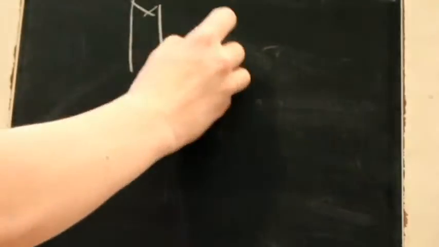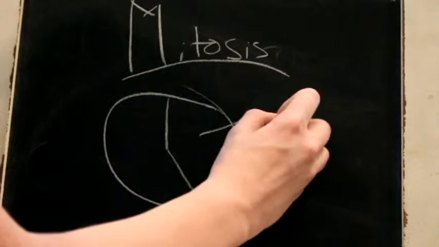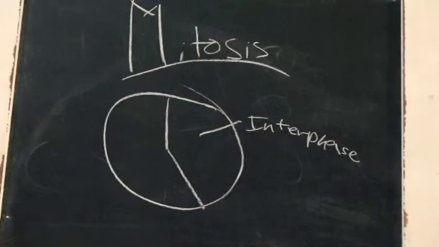First, let's talk about mitosis. Mitosis is how the cell divides. Mitosis is divided into many different phases. The first is interphase. This is where the cell spends most of its life.